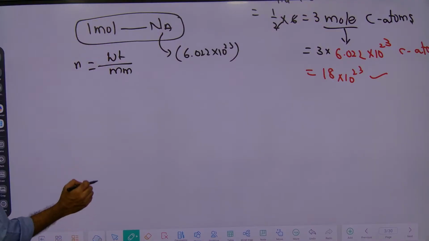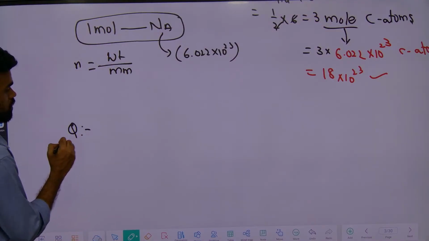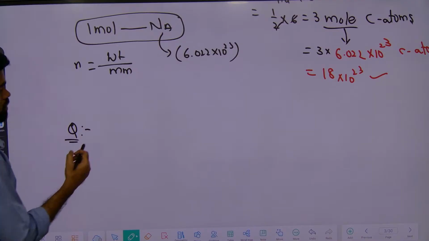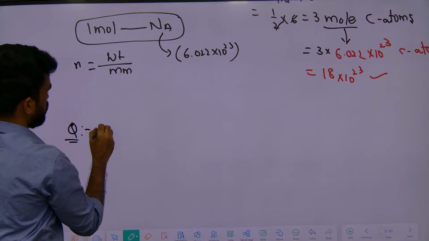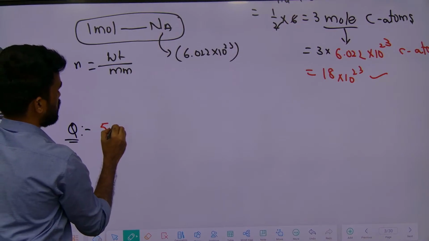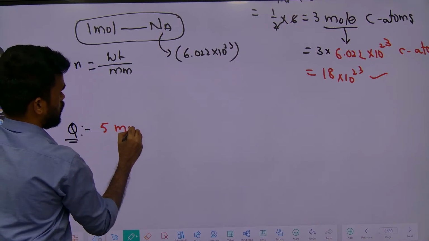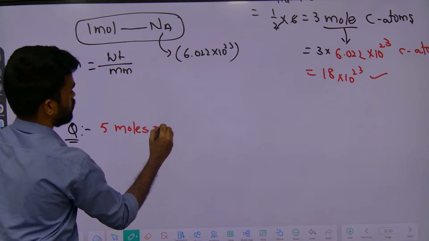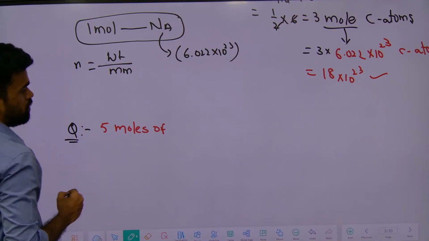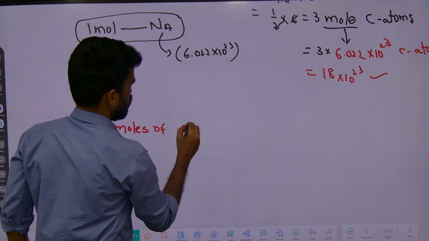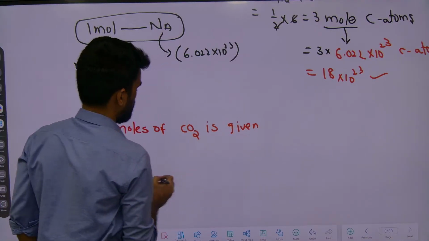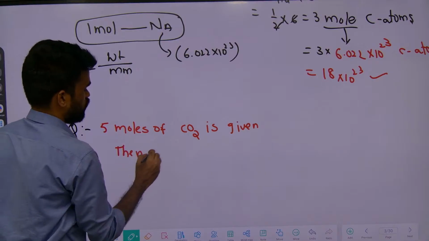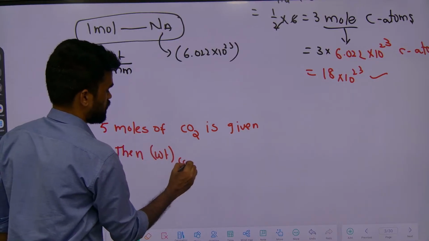Okay, next one I am asking a question, just see. Like if I say 5 moles of CO2 is given, then weight of CO2. What is the weight of CO2?